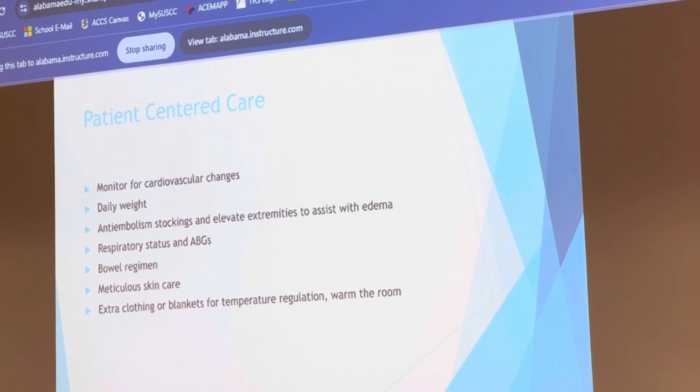Bowel regimen, what they're going to wind up with? Constipation and small bowel obstruction, so we want them going to the bathroom, may have to add on some stool softeners or some good fibrous foods. Love nutrition questions. Yeah. Meticulous skin care, so they have dry skin, so what are they going to need? All the moisturizers, and then extra clothing or blankets.